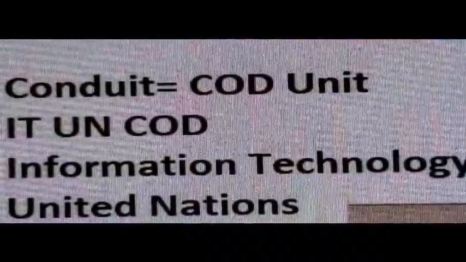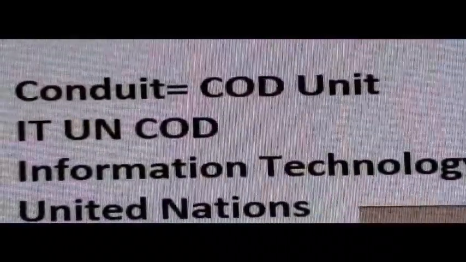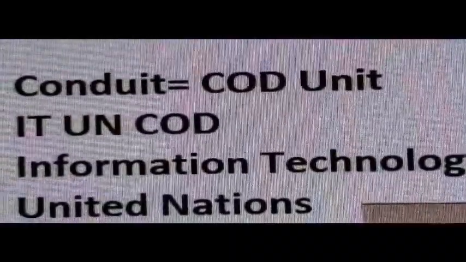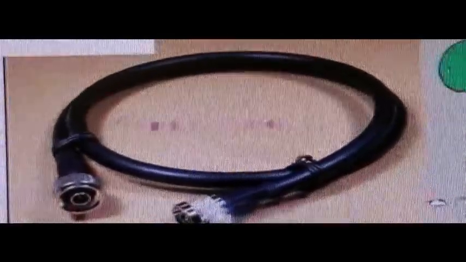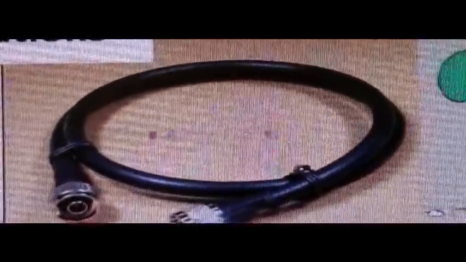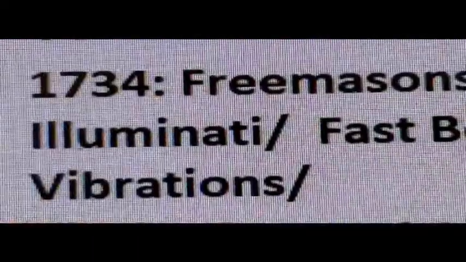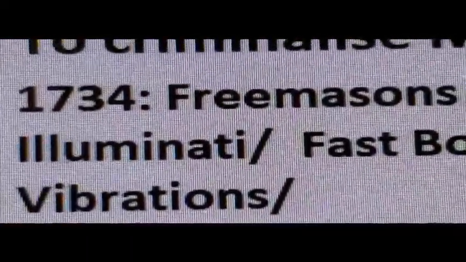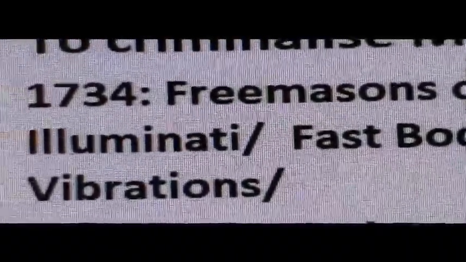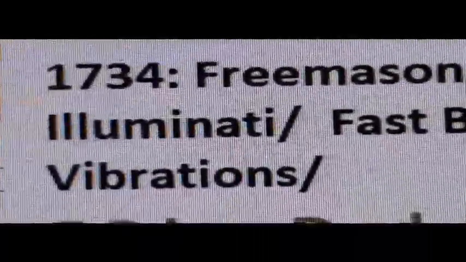And the word conduit equals cod unit, ITUN cod, Information Technology United Nations, and that looks like the black conduit. And remember when I showed you the time-lapse books inside, they were talking about Blackbeard, and they gave the date of 1734. So 1734 equals Freemasons of the Illuminati, or fast body vibrations.